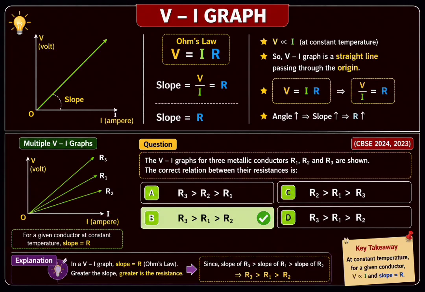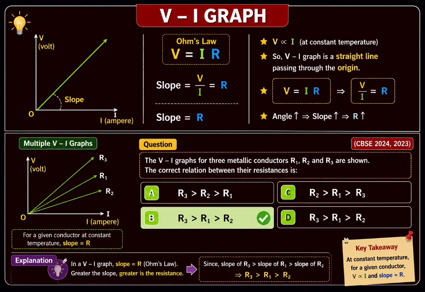Slope of a VI graph. From Ohm's law, V = IR. Dividing by I, V/I = R. The slope of a VI graph is slope = V/I = R. So, important point: greater slope means greater resistance, smaller slope means smaller resistance.